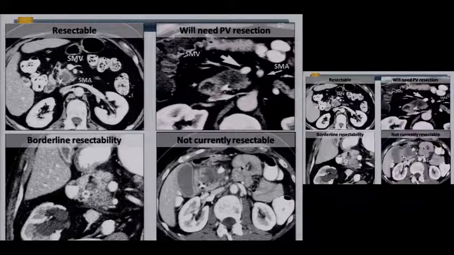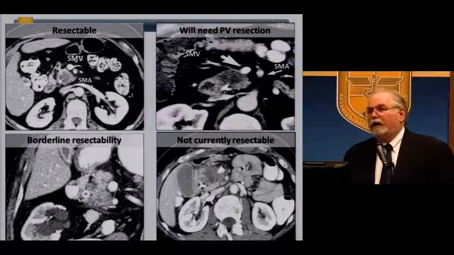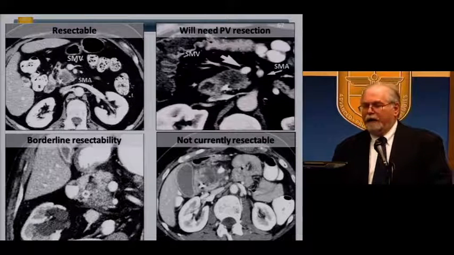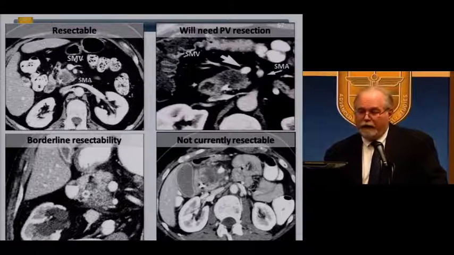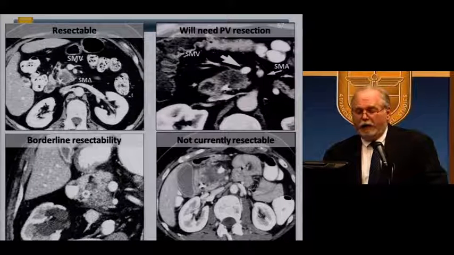So they'll get preoperative either FOLFIRINOX or gemcitabine and Taxotere, or whatever the local cocktail is, possibly preoperative radiation as well.